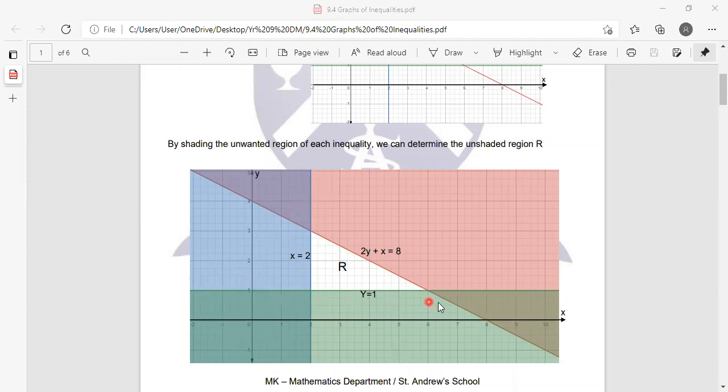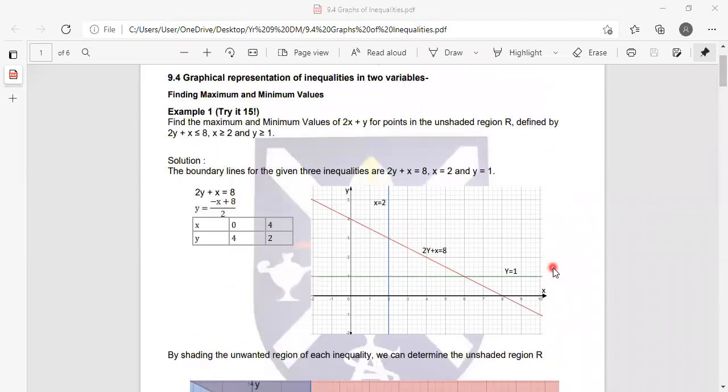Okay, y more than or equal to 1 is the region which is required, which is above. The region which is below is unwanted. I've shaded that in green. So when you shade the unwanted region, you get the required region. I have labeled the required region as R. So this is the required region that we need, which satisfies all the three inequalities. So that's the first part of the question. Now let me go back to the question.